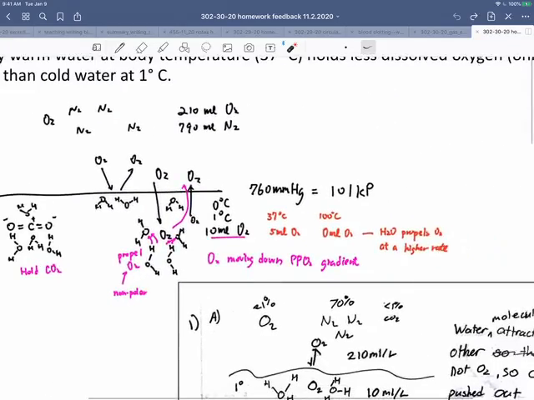Why does temperature matter? Well, with more random molecular motion, these water molecules are jostling more to get next to each other, pushing the oxygen out even faster.